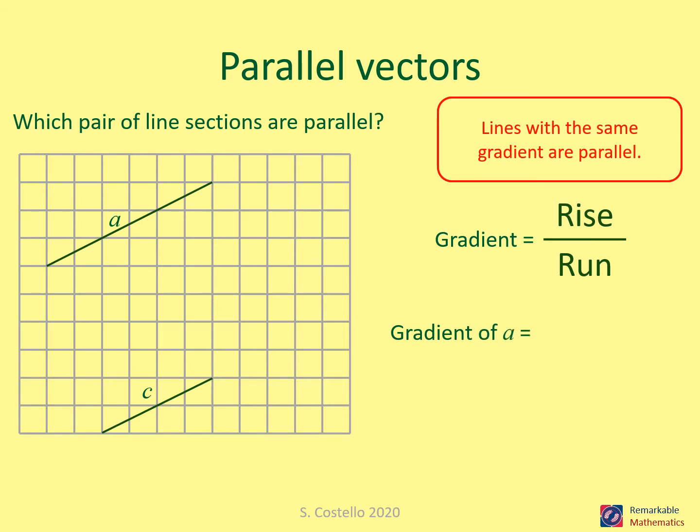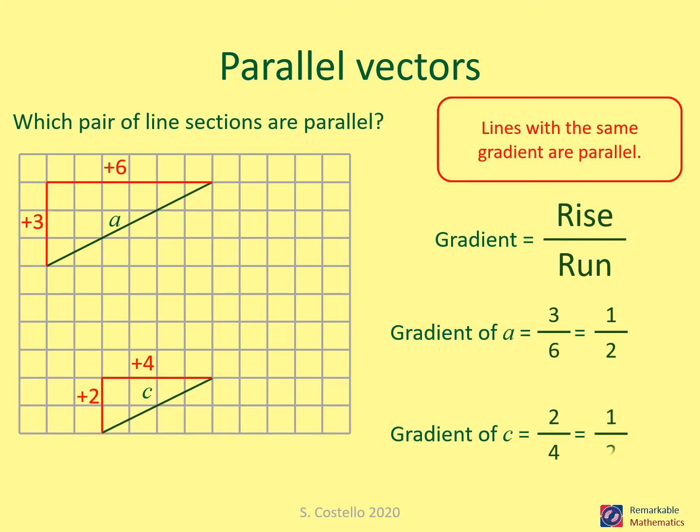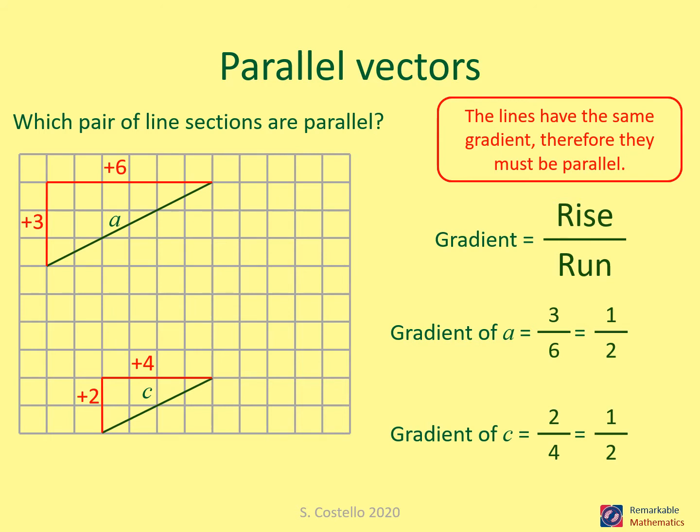Gradient of A, rise of 3, a run of 6, 3 over 6 simplifies down to 1 over 2. The gradient of C, rise of 2, run of 4, so 2 over 4 simplifies down to 1 over 2. Both have the same gradient. The lines have the same gradient, therefore they must be parallel.